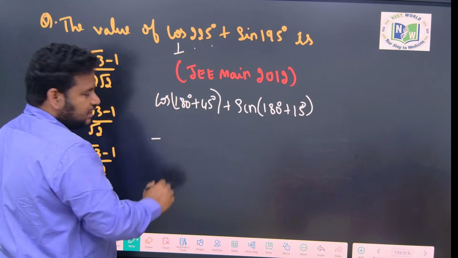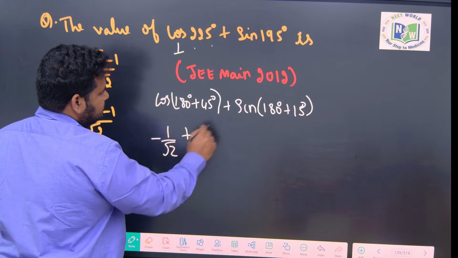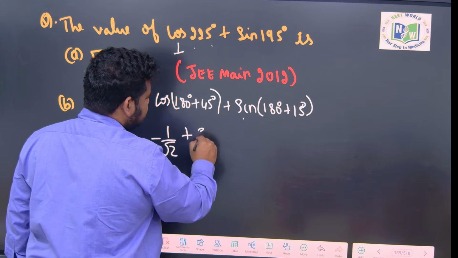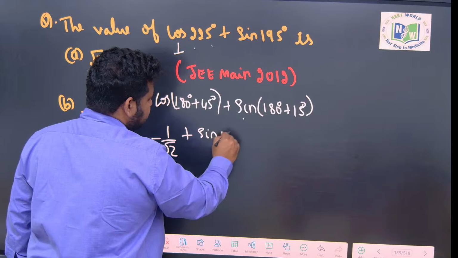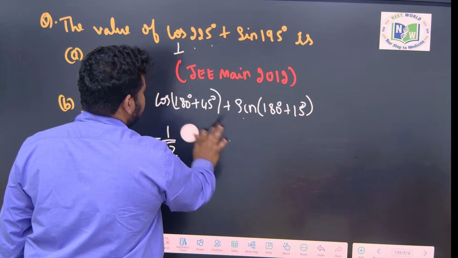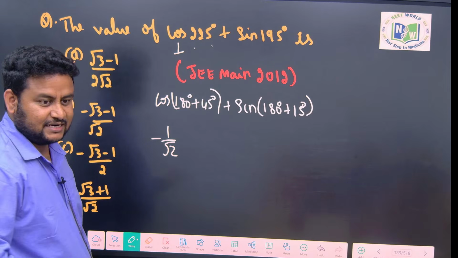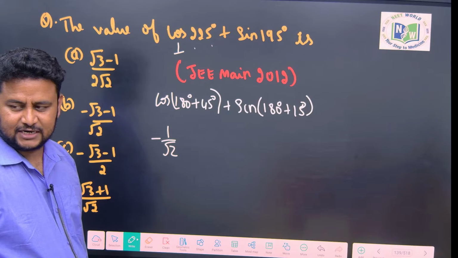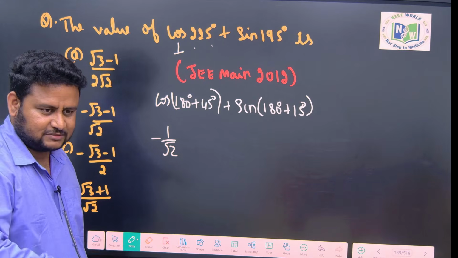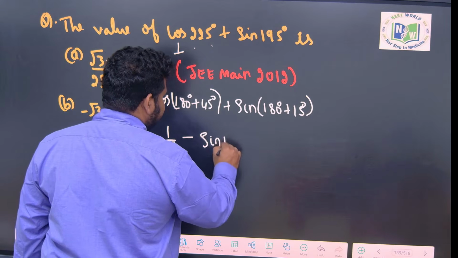Cos 45. Cos 45 is what? 1 by root 2. Minus 1 by root 2 plus sin 180 plus 15, so this is an even multiple. So this will be what? Sin 15 degree. Correct? Plus sin 15 degree. 195 is in which quadrant? Third quadrant. Sin is positive or negative? Minus. In the third quadrant sin is negative. In the third quadrant which are positive? Tan and cot. 195 is in the third quadrant. After 180 what comes? Third quadrant. So 195 will become what? Minus. This will be sin 15 degree.